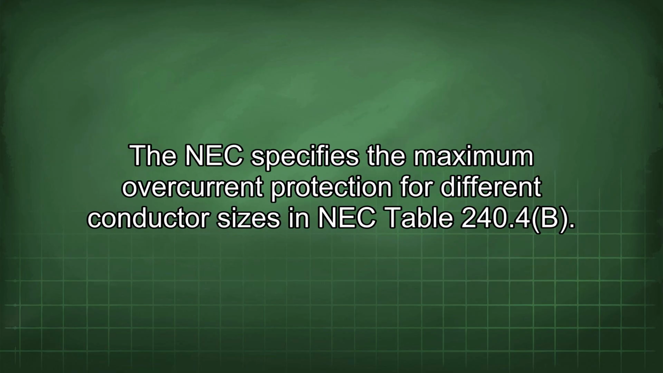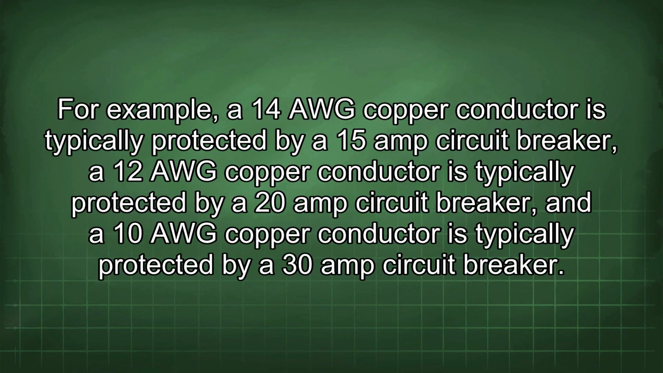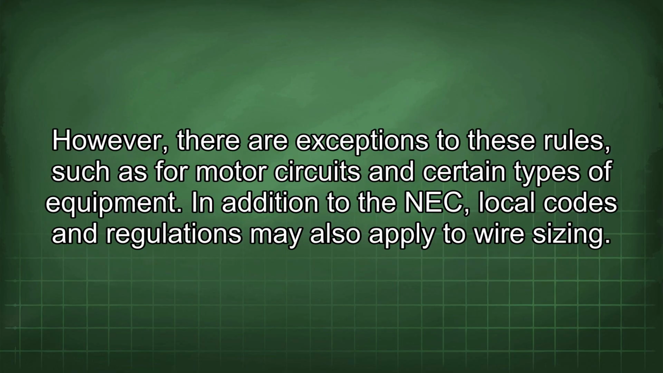Overcurrent protection is required to protect conductors from overloads and short circuits. The NEC specifies the maximum overcurrent protection for different conductor sizes in NEC Table 240.4(B). For example, a 14 AWG copper conductor is typically protected by a 15 amp circuit breaker. A 12 AWG copper conductor is typically protected by a 20 amp circuit breaker, and a 10 AWG copper conductor is typically protected by a 30 amp circuit breaker.